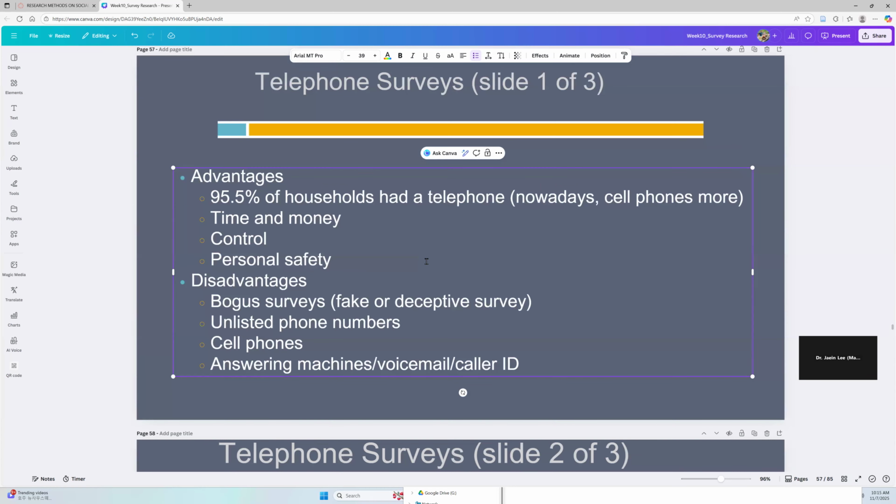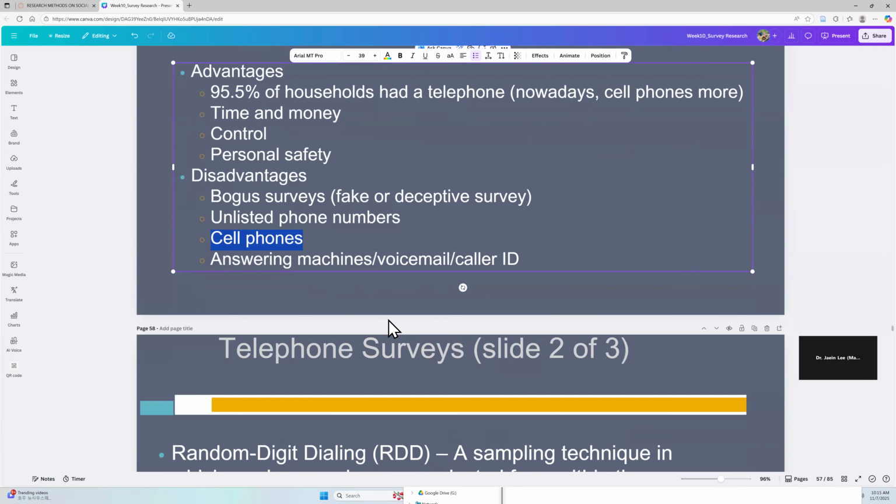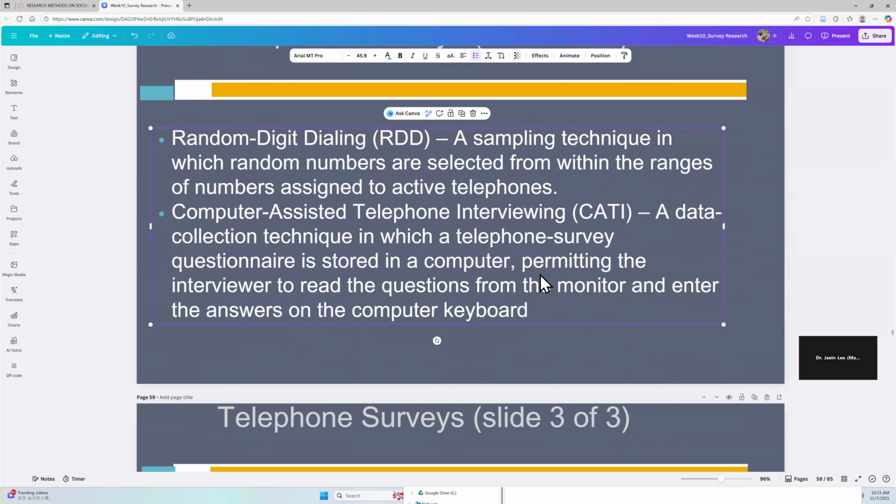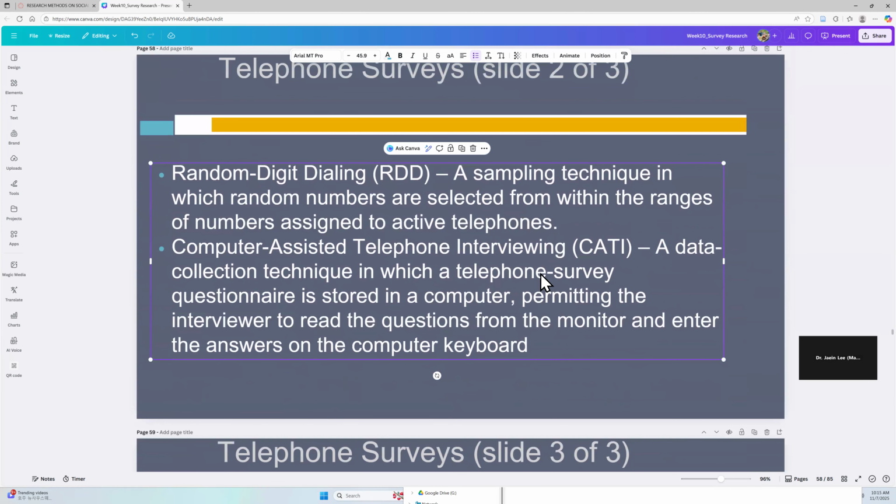There might be less attention about that. But the disadvantages are bogus surveys, fake or deceptive surveys, unlisted phone numbers, and cell phones. These days we have more samples and answering machines, voicemail, and caller ID. Yes, there are many limitations, so they are trying to use many technologies and methodologies to randomize them.